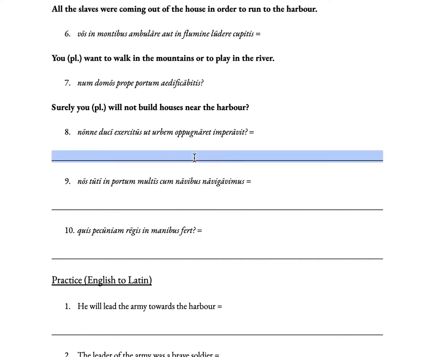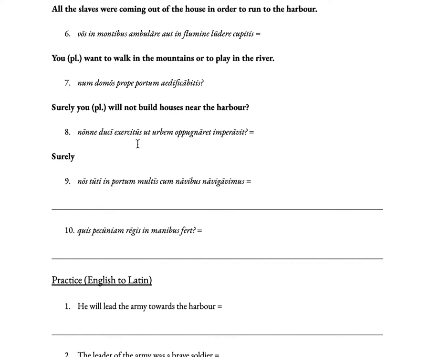Now, number eight, nonne, that's the opposite. That's surely, expecting the answer yes. So surely, and then there's no subject here, so we just take the subject from inside imperavit. Surely he or she ordered, and imperare takes dative. That's why duci is dative singular. So he or she ordered the leader of the army. So exercitus would be genitive singular here, of the army. Ut, so here we have our indirect command, to attack the city. So you have ut plus subjunctive.